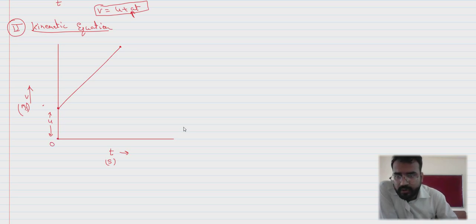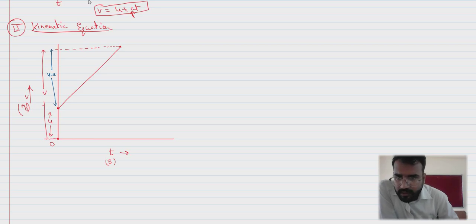Okay, so this is the velocity attained at this location, V. So this is the value of V from the origin, and this is a special value we have. This value is V minus U, which is actually delta V, the change in velocity, V minus U.